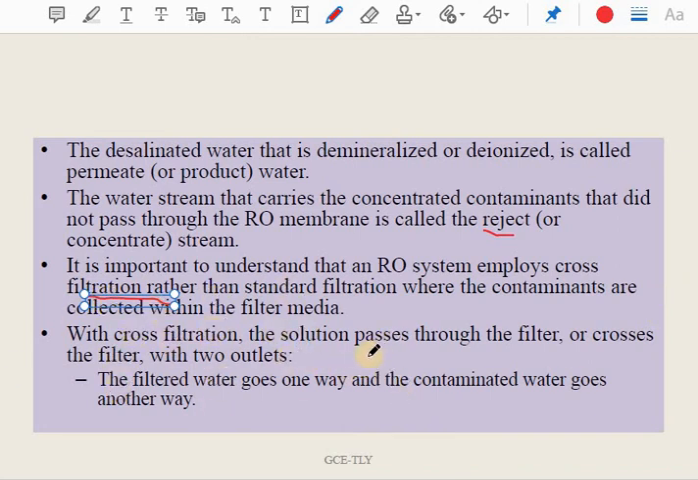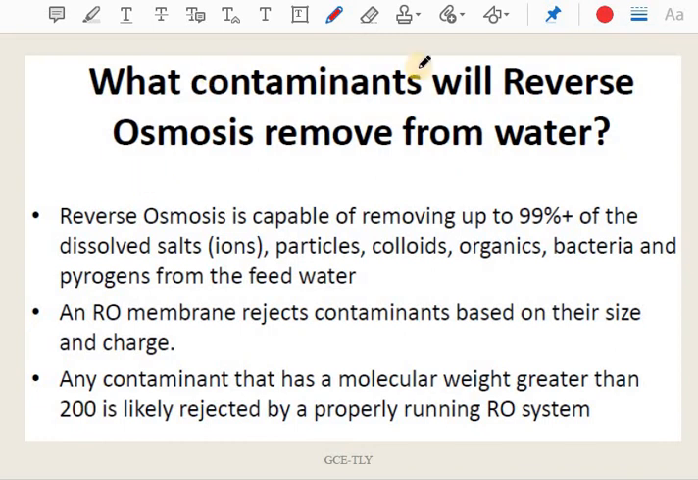With cross filtration, the solution passes across the filter with two outlets. The filtered water goes one way and the contaminated water goes the other way. That is, tangential filtration takes place. So what contaminants will reverse osmosis remove from water?